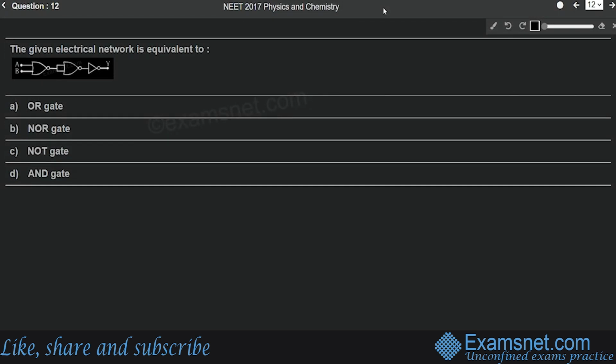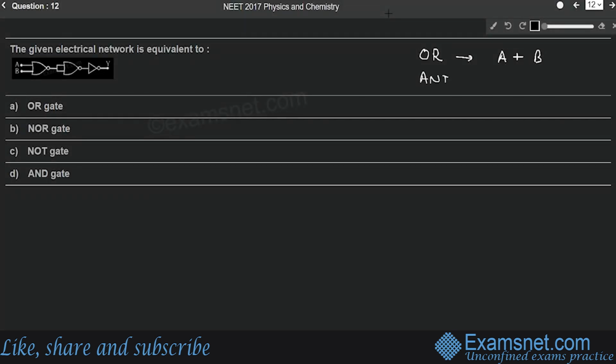Question number 12 is from the chapter Semiconductor Electronics, and the question is: the given electrical network is equivalent to. Here we have to keep in mind a few things. In case of an OR gate, we put a plus sign between two inputs. Suppose A and B are two inputs. So in case of OR gate, a plus sign will be put here, so A plus B will be the output.